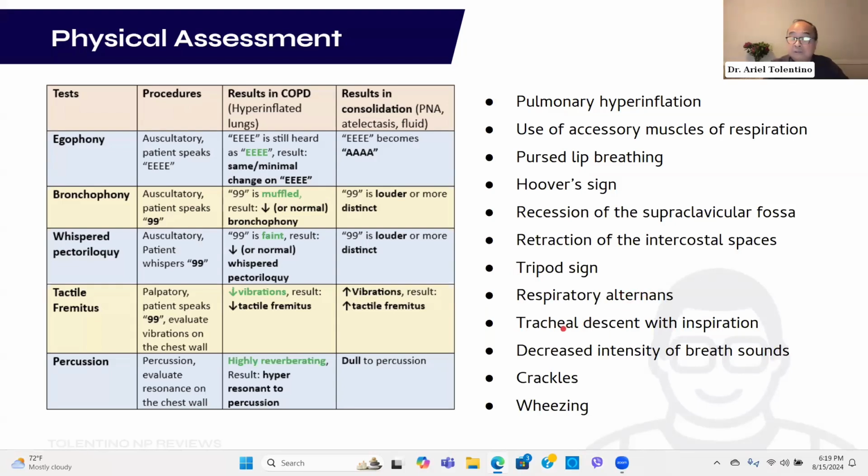You can also see tracheal descent on inspiration. This cartilaginous prominence on the trachea will be descending on inspiration. We have a clip on that, and you will be able to visualize this tracheal descent. There's, of course, decreased intensity of breath sounds, crackles, and wheezes on your auscultatory findings.